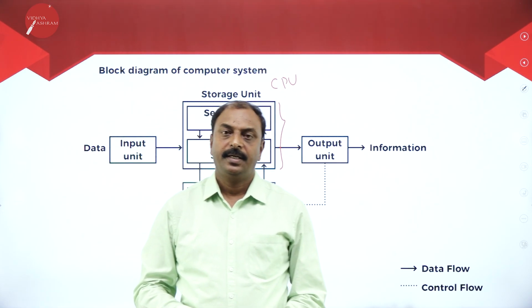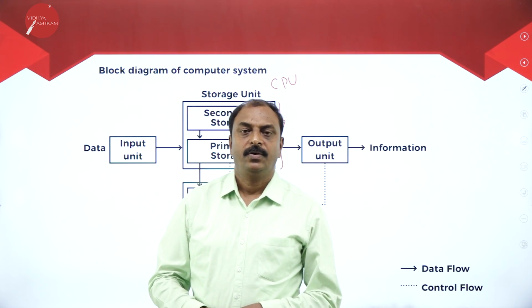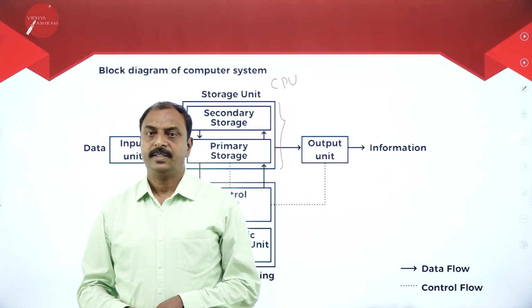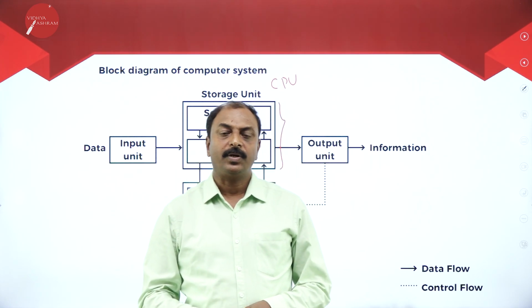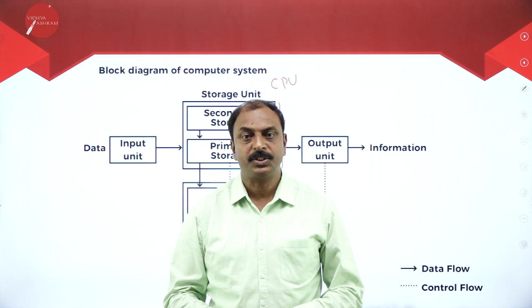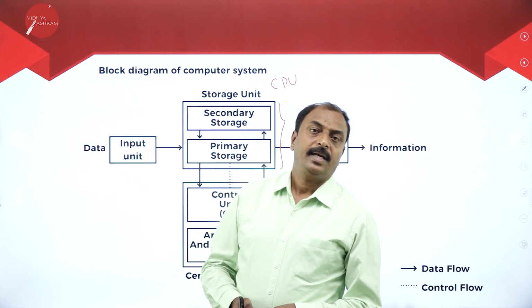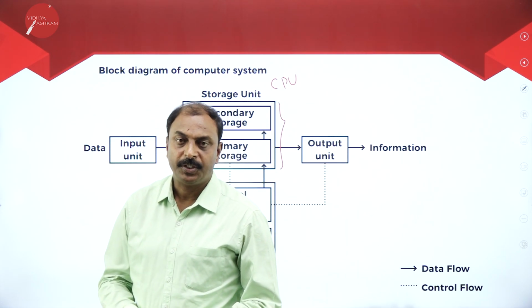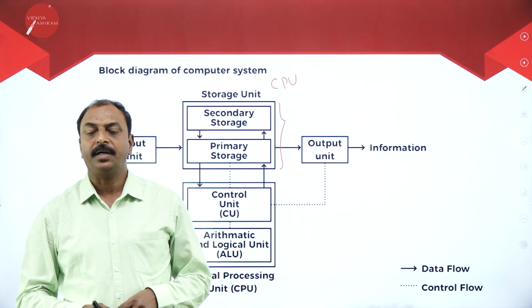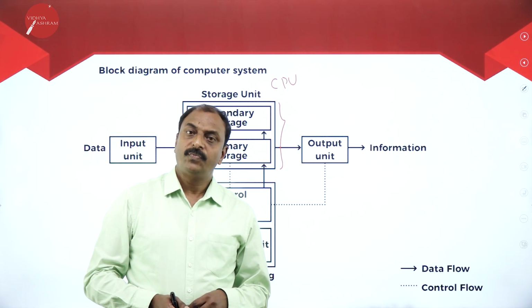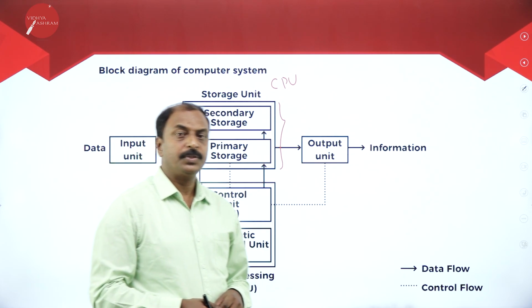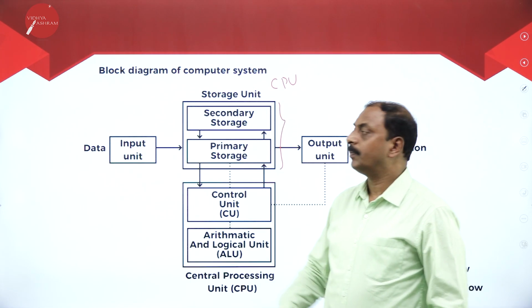Students, in our first session, we have learned the basic definition of a computer system, the characteristics of computer systems, the data or information processing cycle, and how a computer functions or works through the block diagram of a computer system.